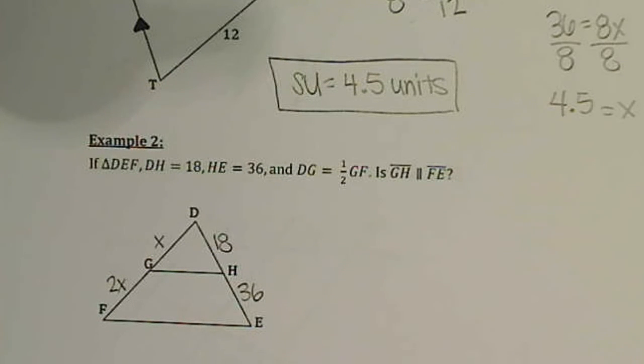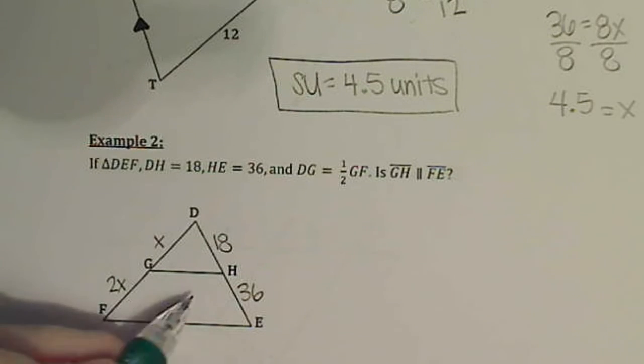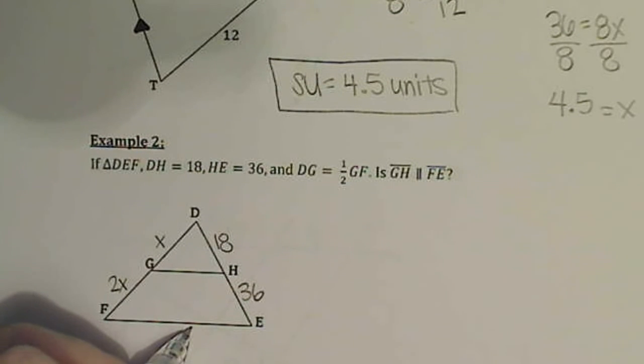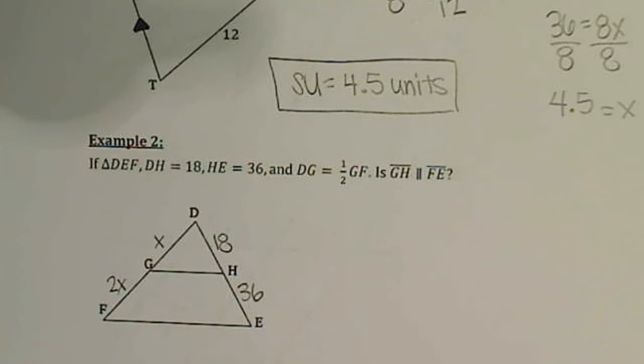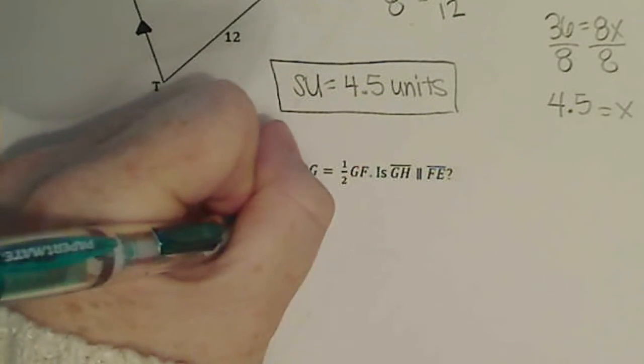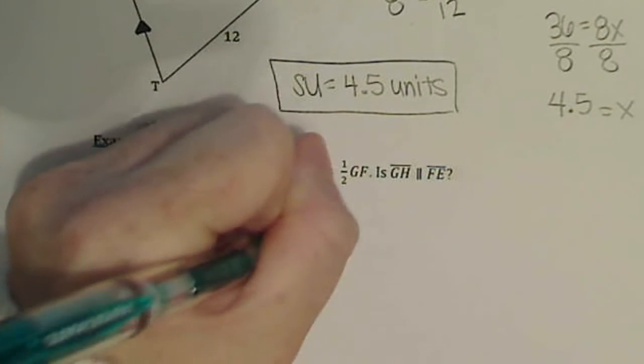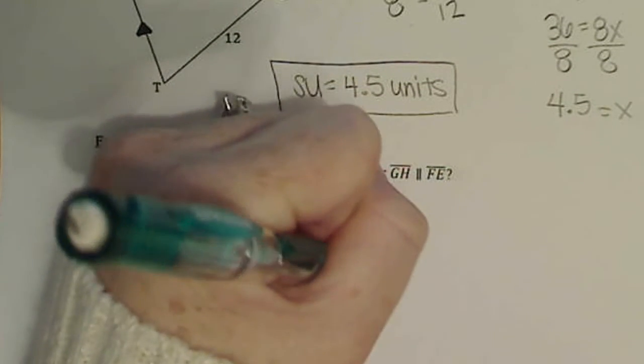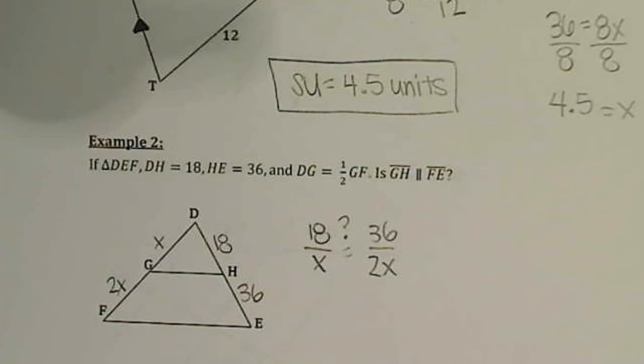This is using the converse to triangle proportionality. We want to know, are these parallel? The only way we can prove that is if these sides are proportional. So, is 18/x proportional to 36/2x? Is that true?